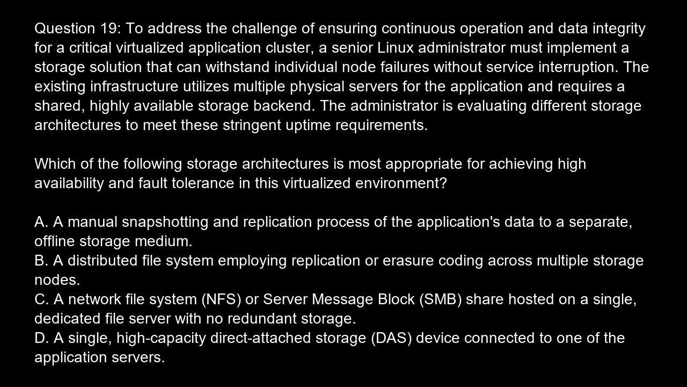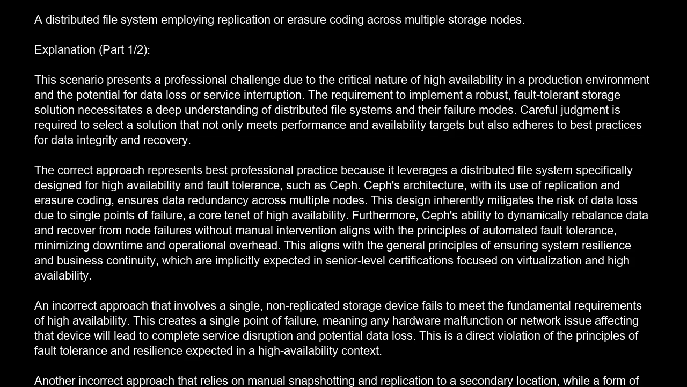Option A. A manual snapshotting and replication process of the application's data to a separate, offline storage medium. Option B. A distributed file system employing replication or erasure coding across multiple storage nodes. Option C. A network file system (NFS) or server message block (SMB) share hosted on a single dedicated file server with no redundant storage. Option D. A single, high-capacity direct attached storage (DAS) device connected to one of the application servers. The correct answer is B. A distributed file system employing replication or erasure coding across multiple storage nodes.